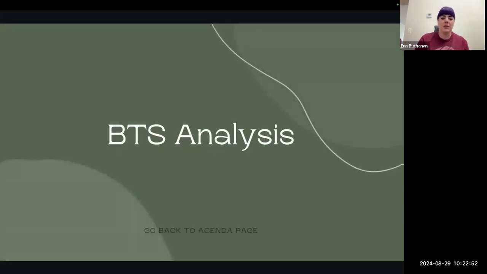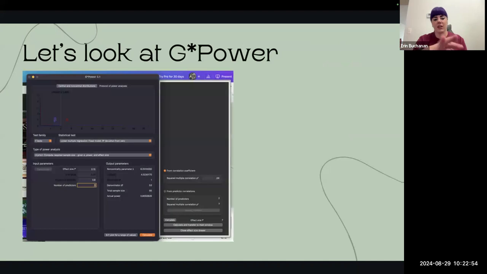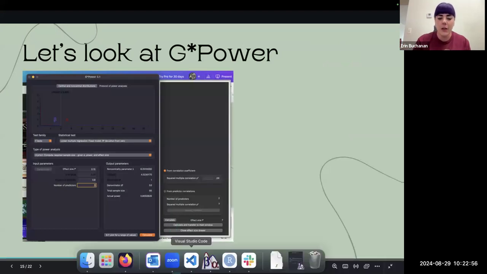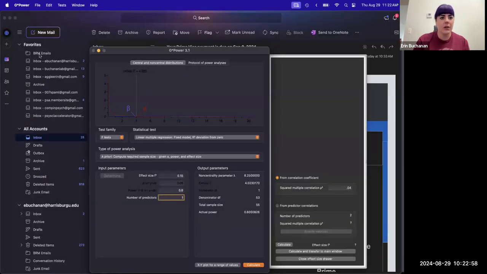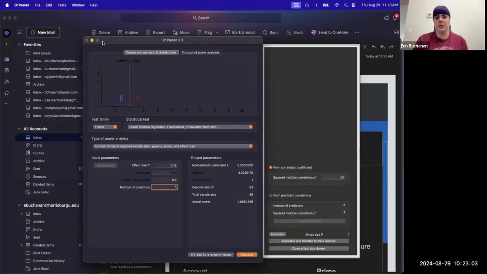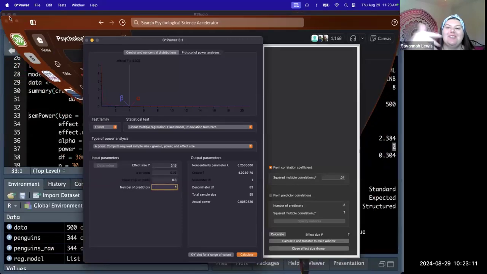All right, so let's do GPower. I just stuck some pictures in here, but I actually have the software. The question being, can you still see the software, or are you only seeing the slides? No, it's the software. Okay, great.